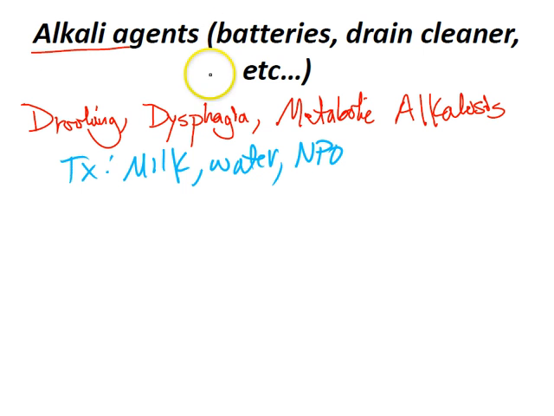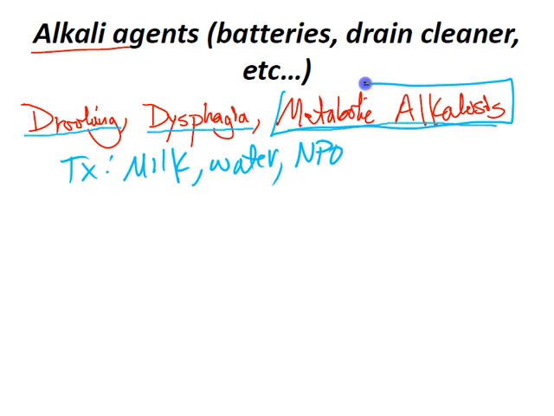So any of these alkali agents, you treat them with anything you can to stop this. The thing that is concerning on the USMLE is drooling, dysphagia, and metabolic alkalosis. The only thing that's going to save your butt is the metabolic alkalosis. So if you see a kid that's drooling, a lot of people go straight for what? Whooping cough and all that stuff. Don't do that. Make sure you check to see if their electrolytes are in balance or not.